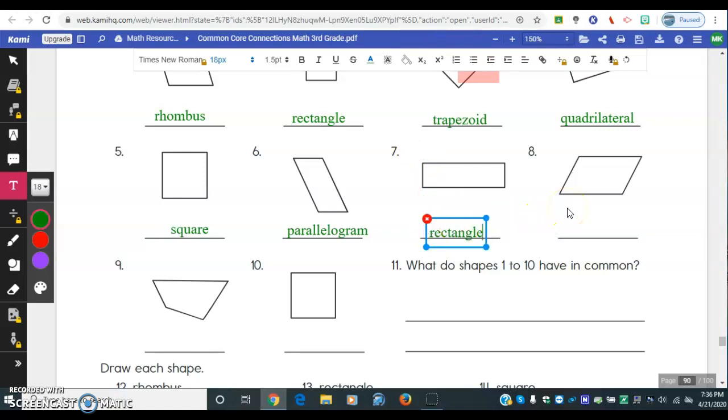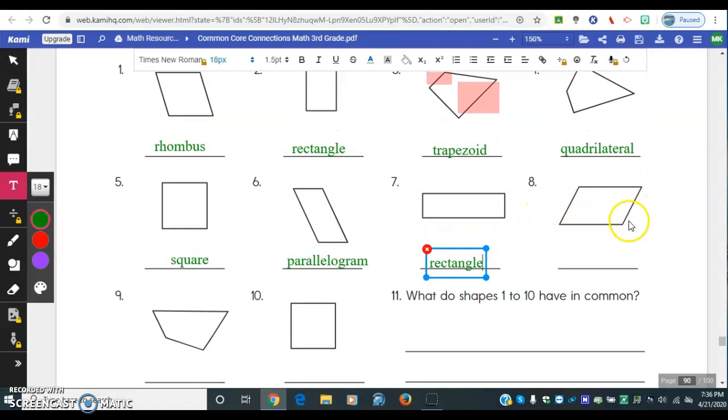Number 8. My sides are not the same length. It looks more like a rectangle that's been stepped on. And a rectangle that's been stepped on is a parallelogram. If I can get that spelled correctly this time. There we go.